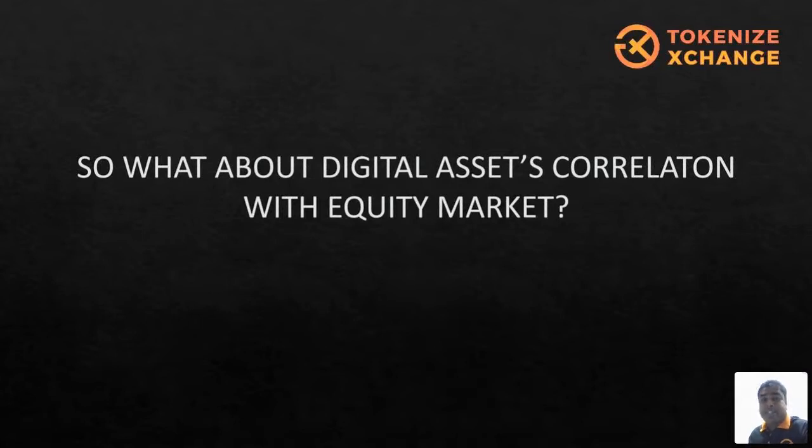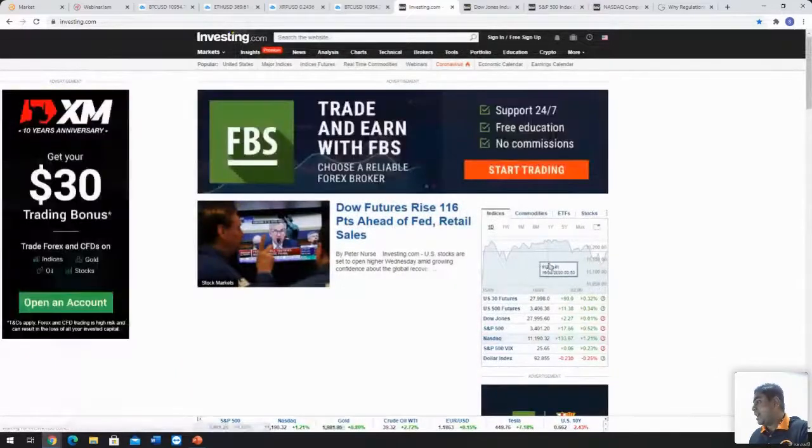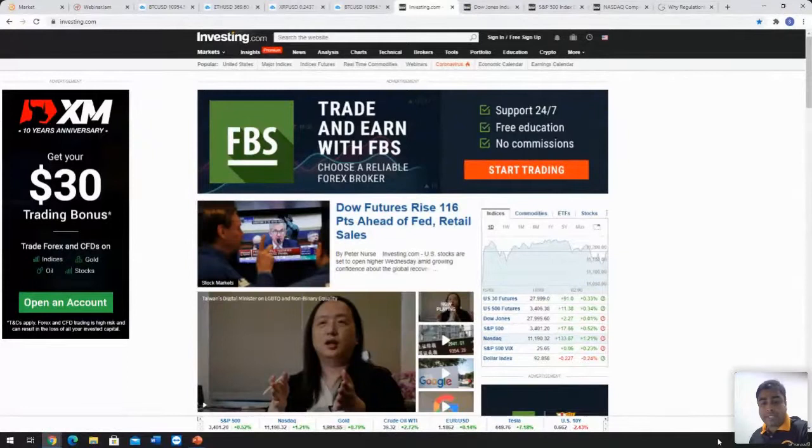Okay, so what about digital asset correlation with the equity market? So let's see here. I have investing.com. I love to read news on investing.com to see what's happening. I hope you guys can see.